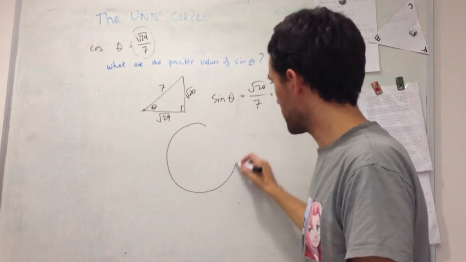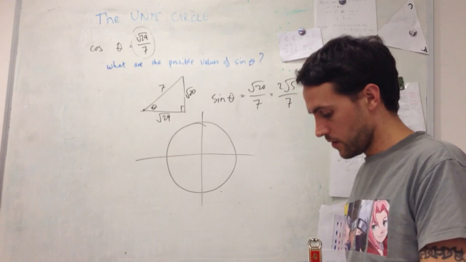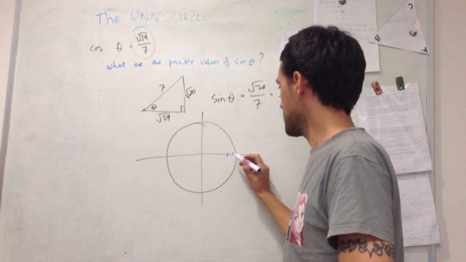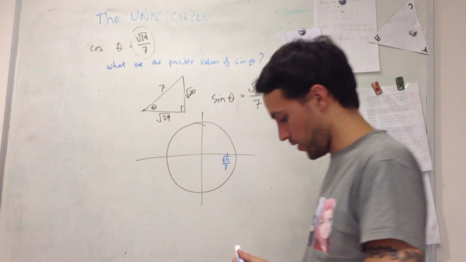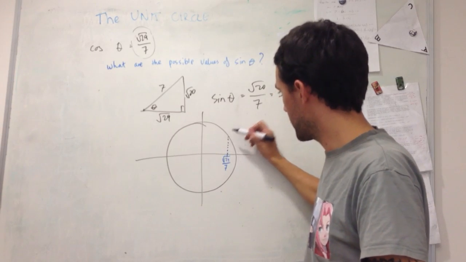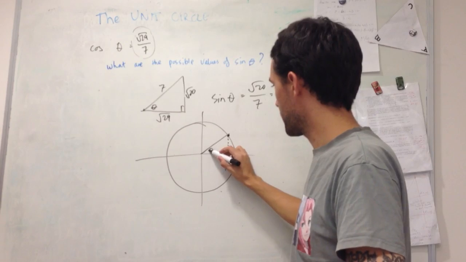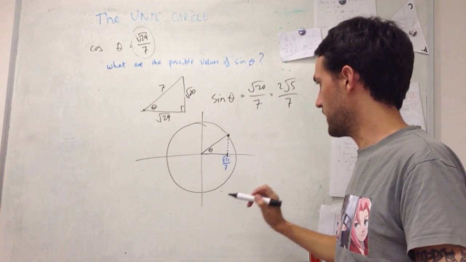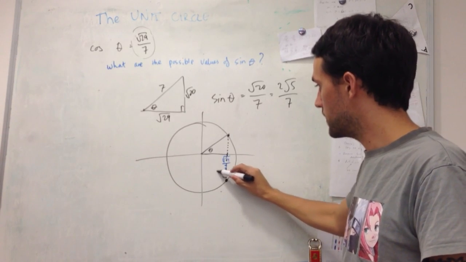However, if we think about the unit circle, remember if cos of theta equals root 29 on 7, so that's some point here, theta could actually be here. Okay, that would be if it was there. So that gives a cosine of this side length here. But it could also be down here.